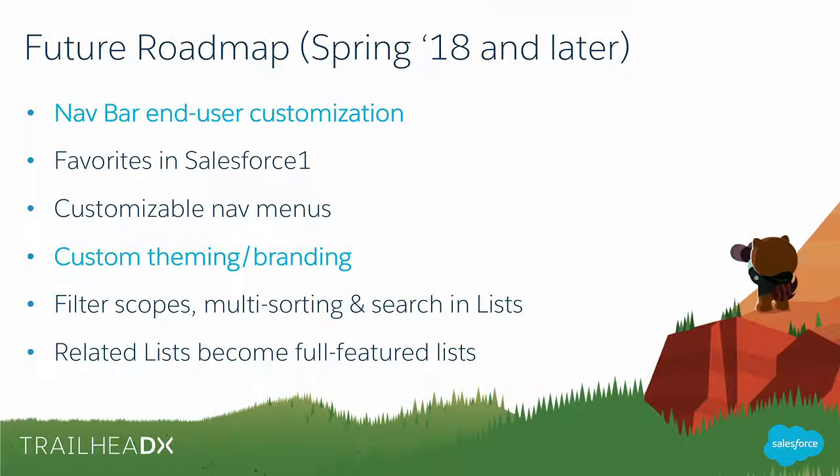The next thing to mention is favorites. So favorites are great on Lightning desktop. We're bringing them to Salesforce One mobile. So as you go on the road with your devices, your global favorites list will be available to you on whatever device you're on. So you just bookmark it once on whatever device, and you can open it wherever.